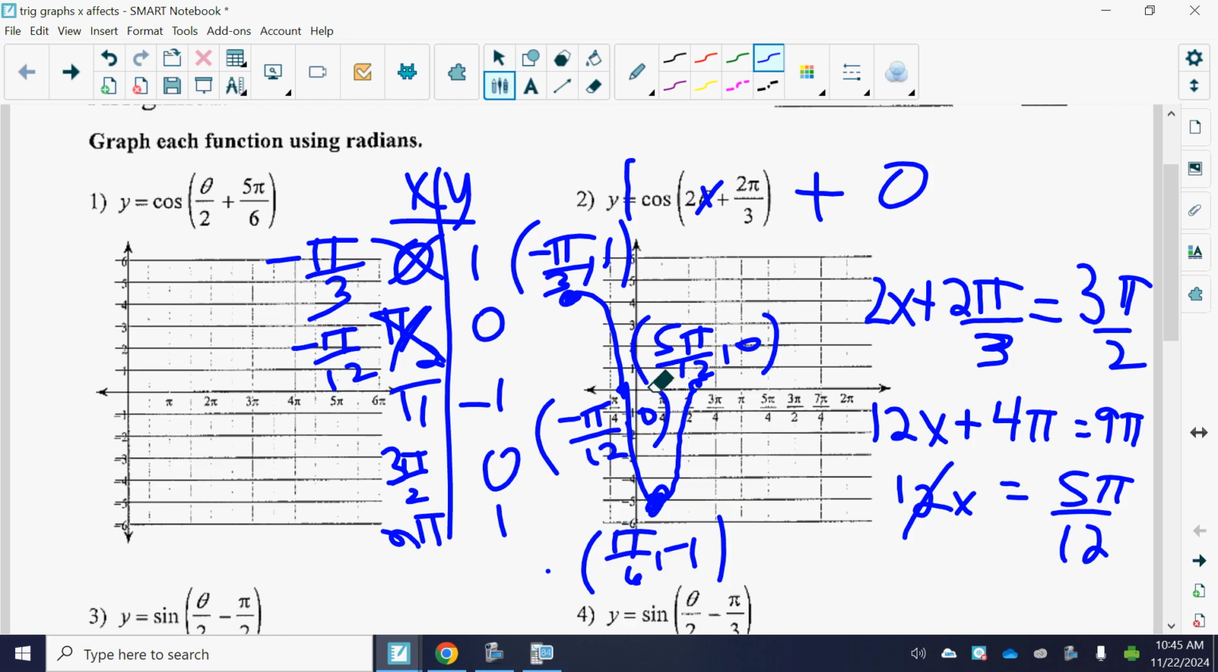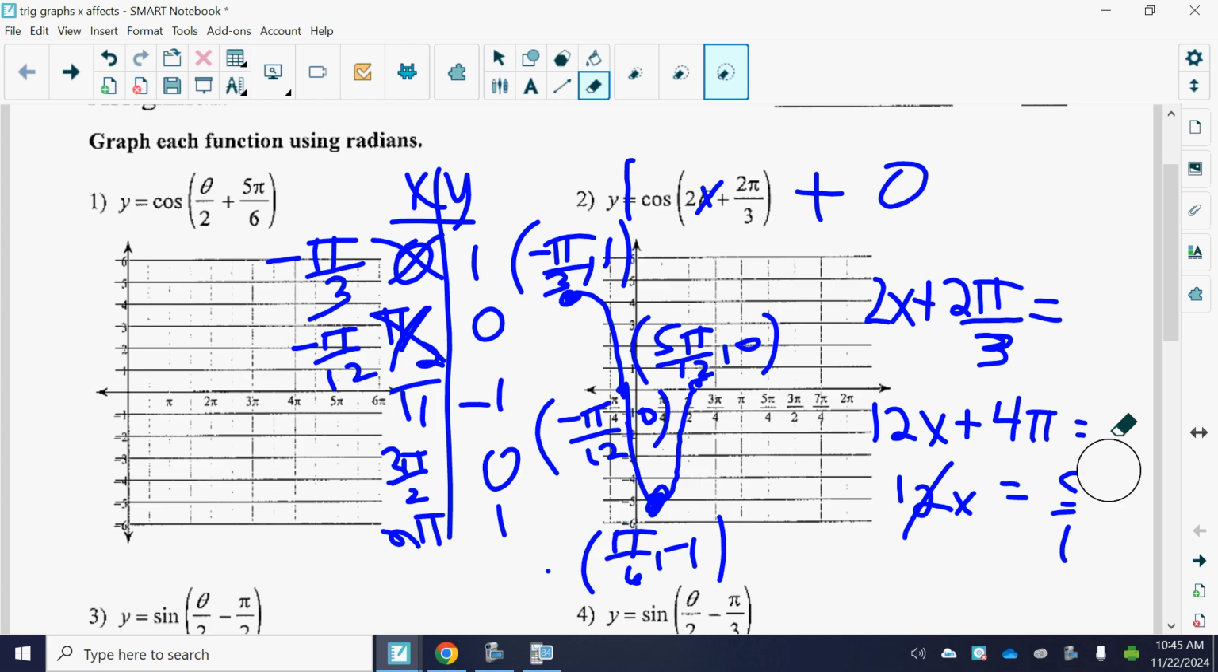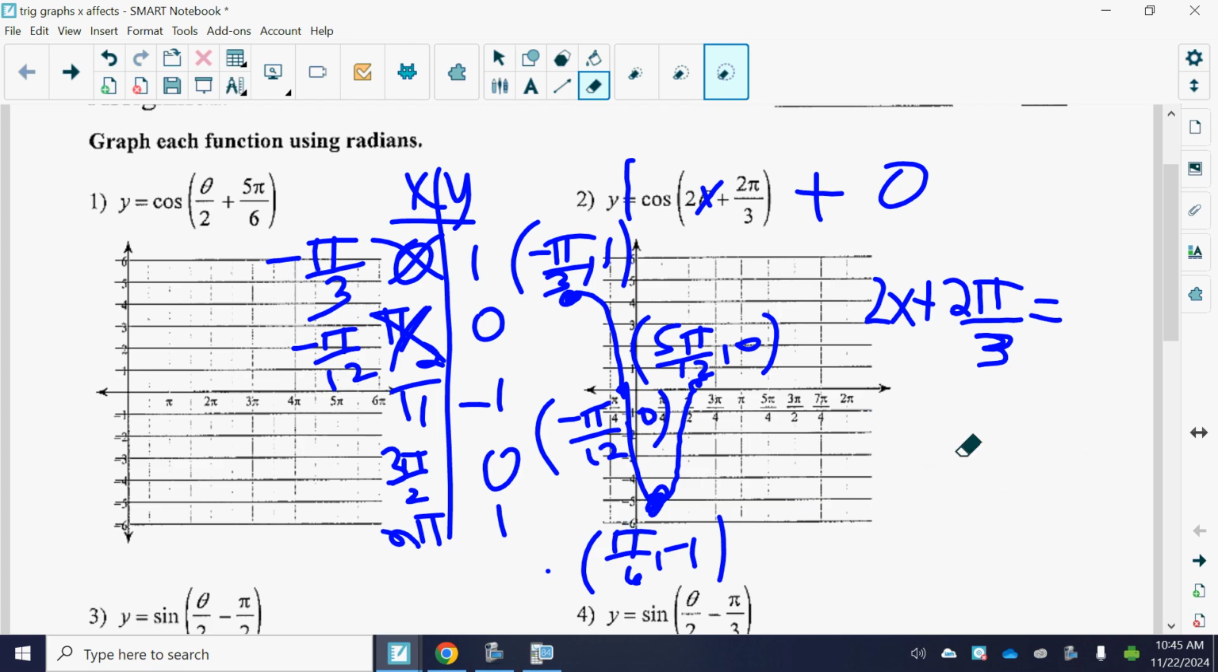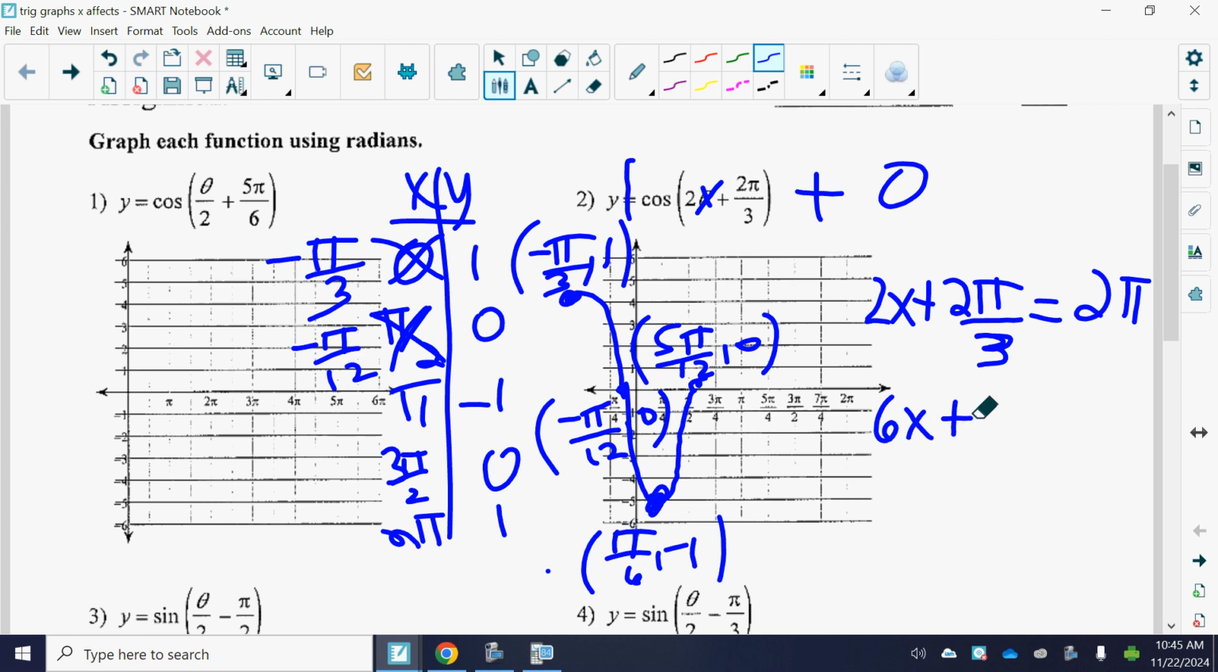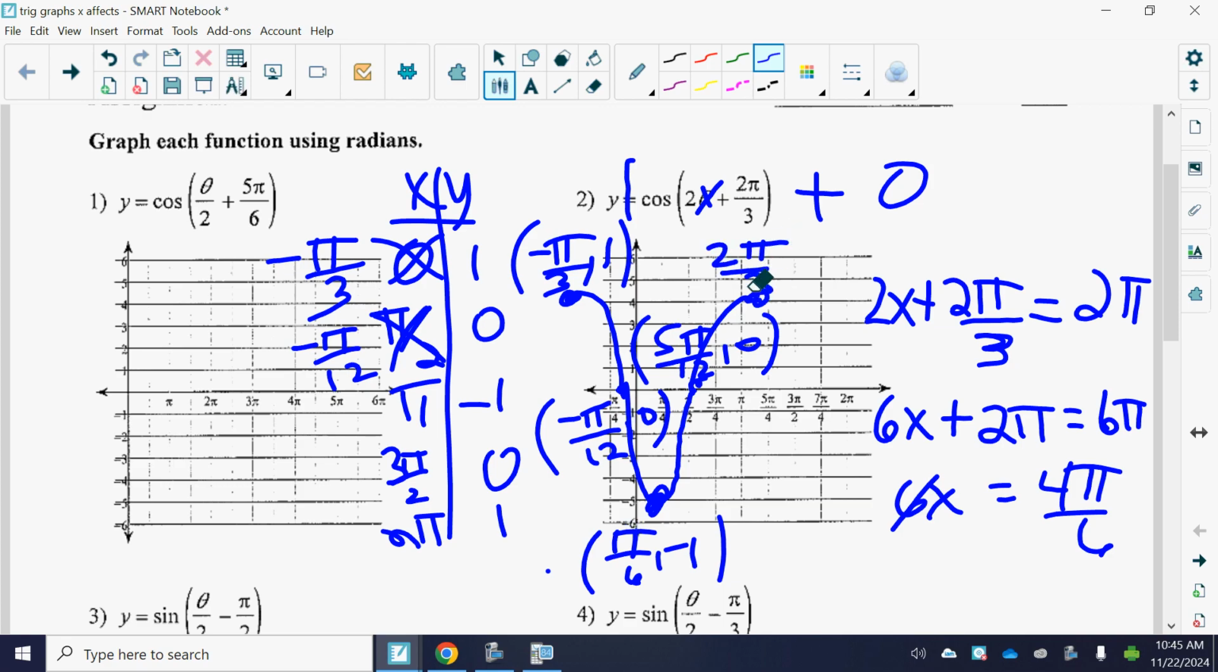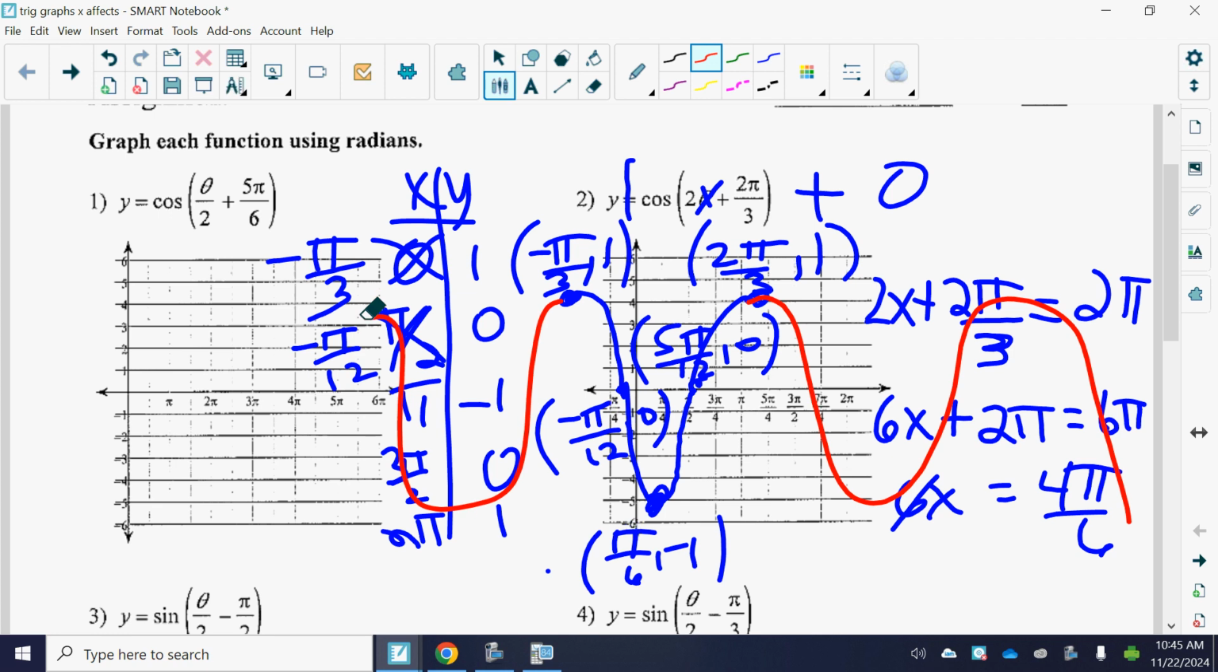And the final point is what? 2 pi, huh? Multiply by 3. I get 4 pi over 6. You okay? And 4/6 is 2/3. Huh? The graph does what? Forever and ever.